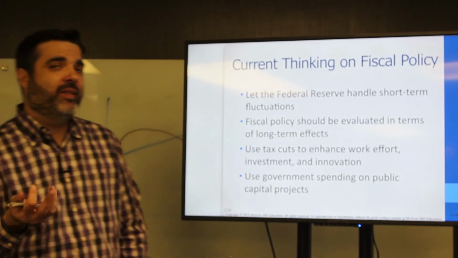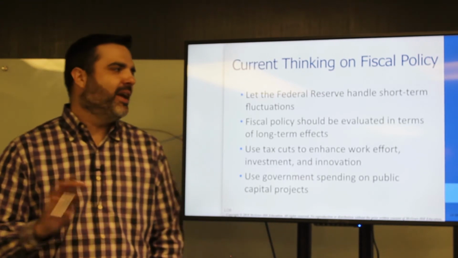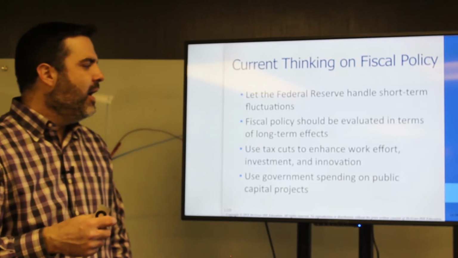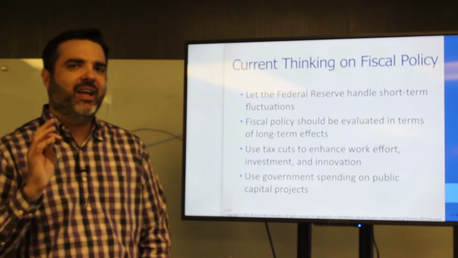And here's how current thinking on fiscal policy goes. Most economists say the Federal Reserve should really handle short-run fluctuations, and that this shouldn't even be something the government does. Fiscal policy should be evaluated in terms of long-term effects. This should not be short-term.